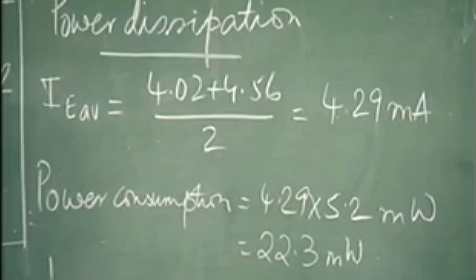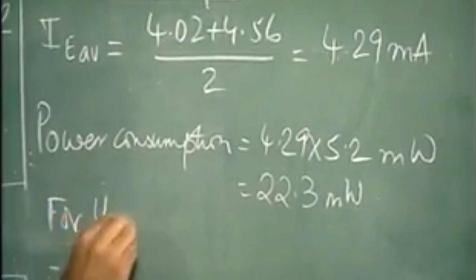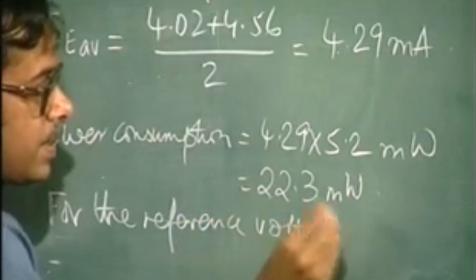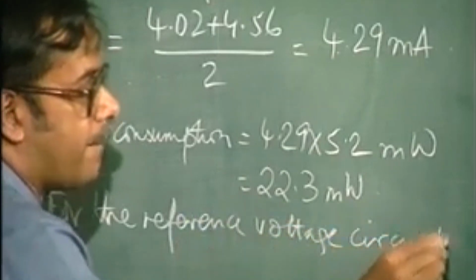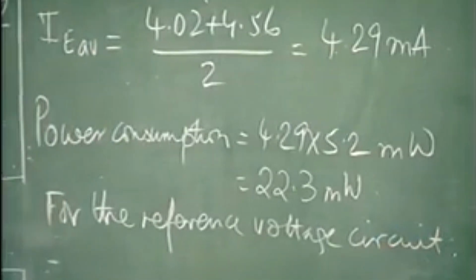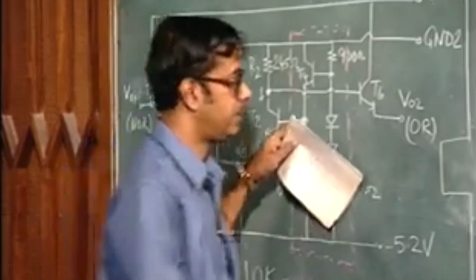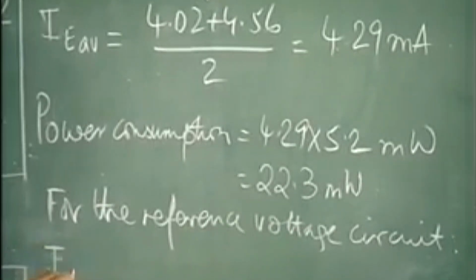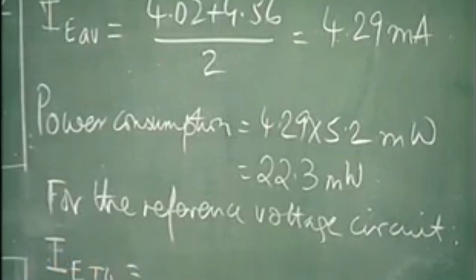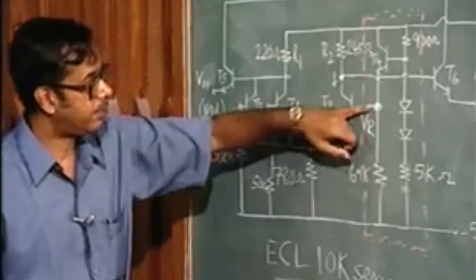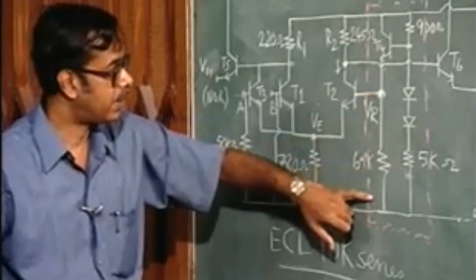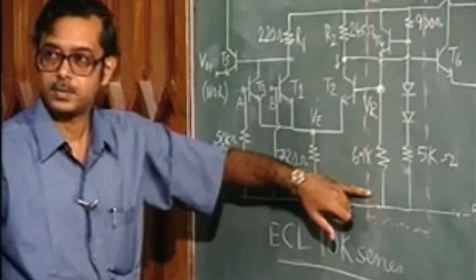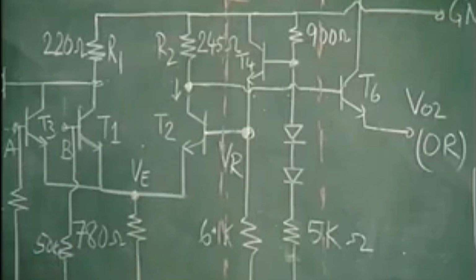For the reference voltage generation circuit, what is the current through T4? The reference voltage divided by 6.1 K is going to be that current, which is flowing in through this branch.